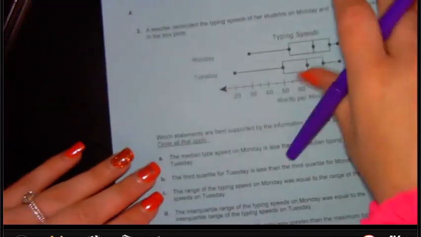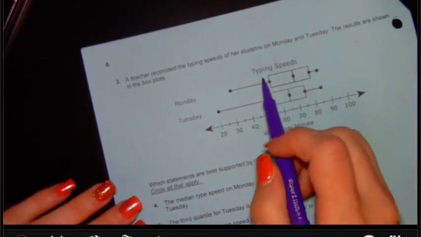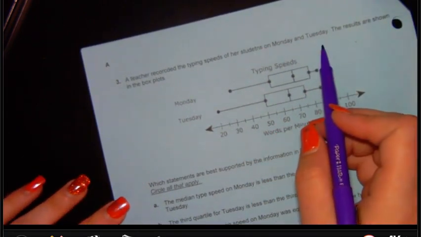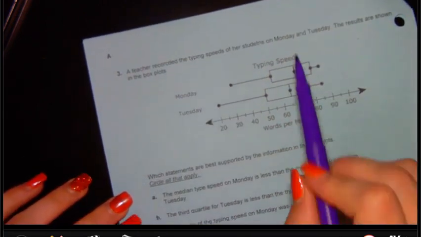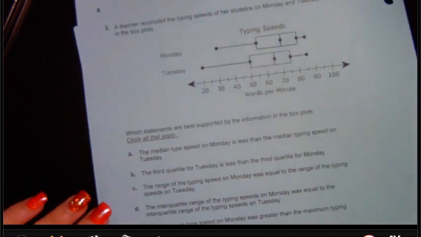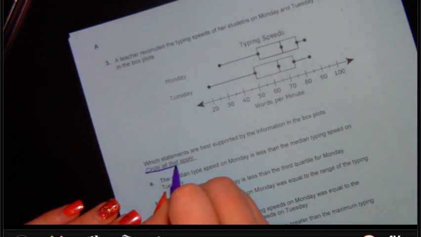All right, number 3. A teacher recorded the typing speeds of her students on Monday and Tuesday. The results are shown in the box plots below. Which statements are best supported by the information in the box plots? Circle all that apply. As I told you before, that could be one answer or that could be multiple answers.